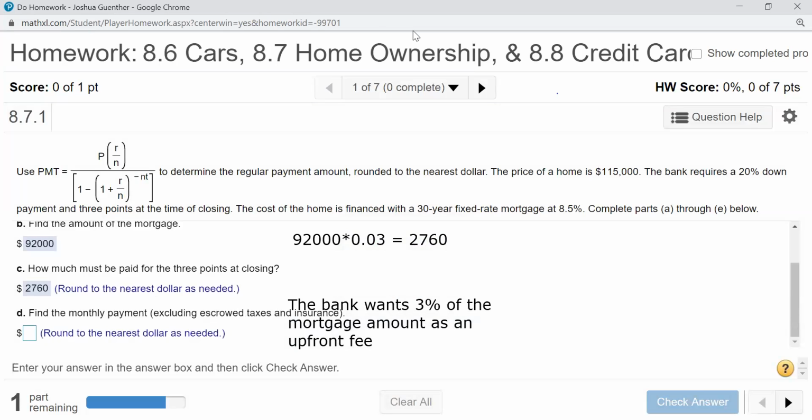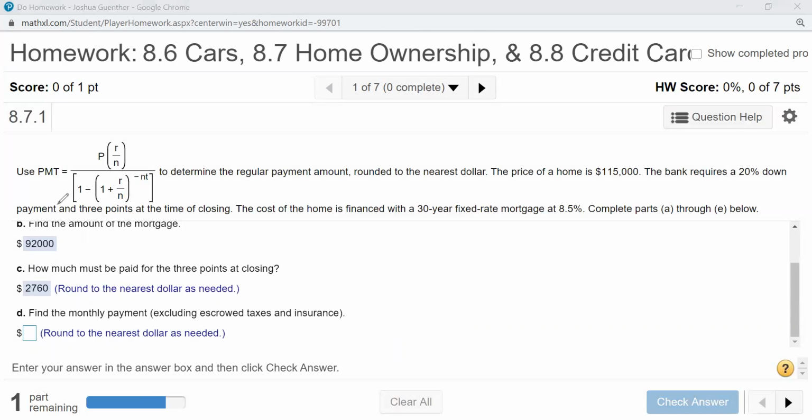Now the monthly payment. So all of this was just the preamble. Now we've got to use this formula here. We have 5 variables in that formula. You have PMT. That's what you don't know. That's what you're solving for.